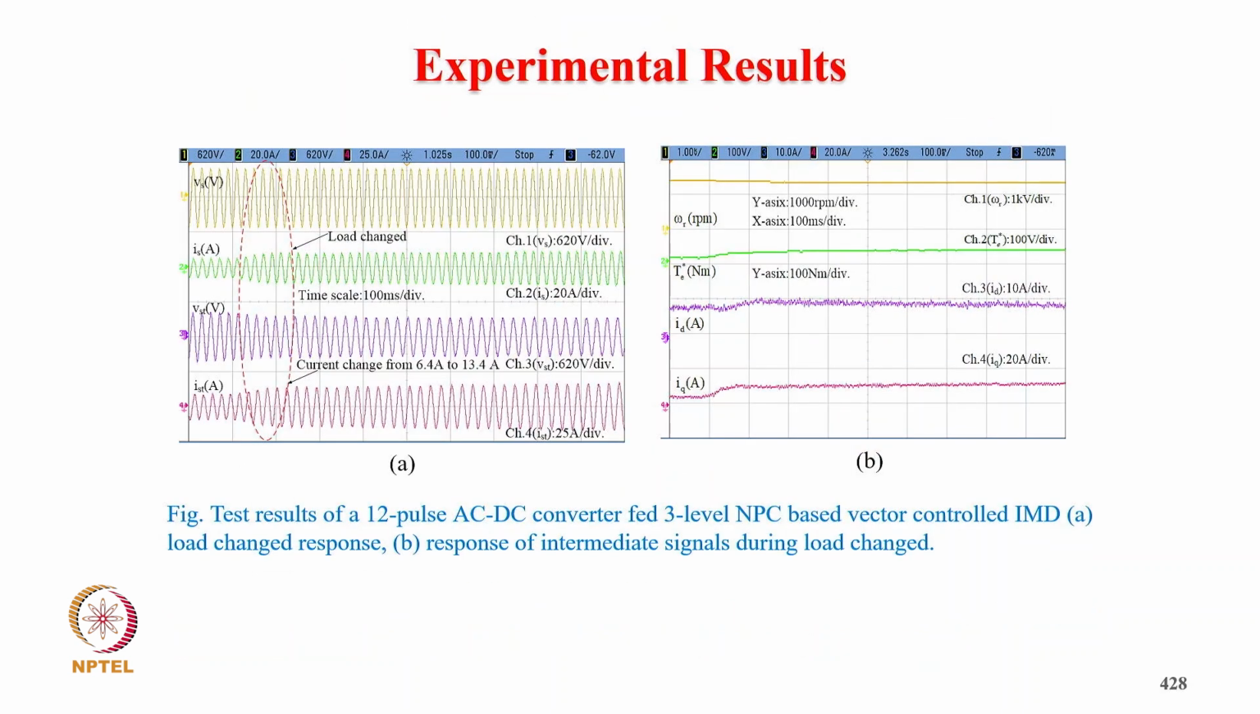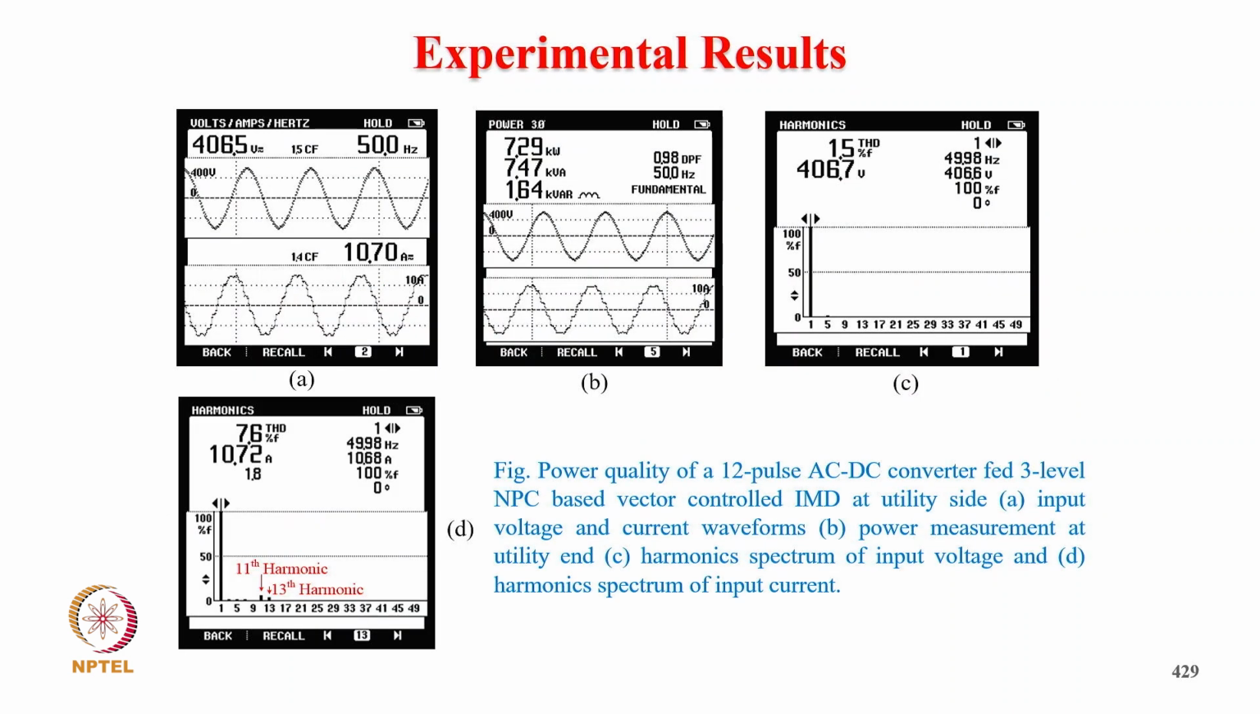And these are test results for the 12 pulse control, 3 level neutral point clamped based vector control induction motor load characteristic, and the response of intermediate signals during load change. And these are the power quality of the 12 pulse AC-DC converter with 3 level neutral point clamp based induction motor drive: the utility input voltage and current waveform, power measurement at the utility, and the harmonic spectrum of input voltage and input current.